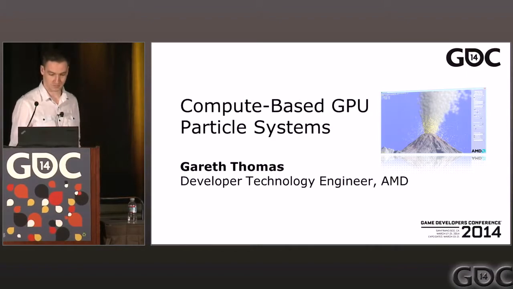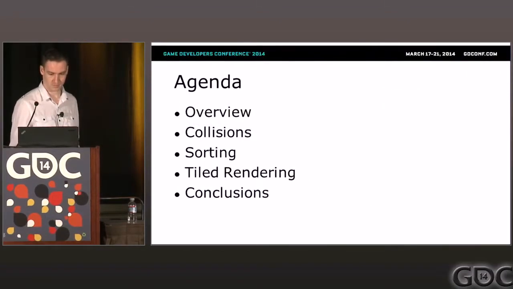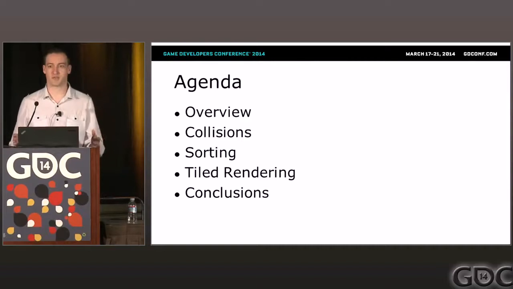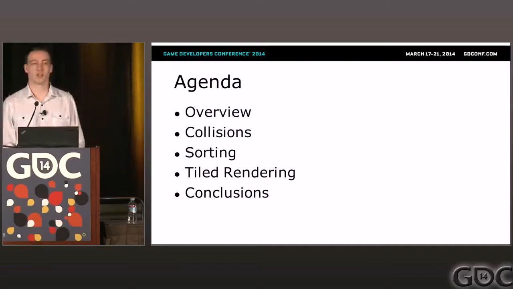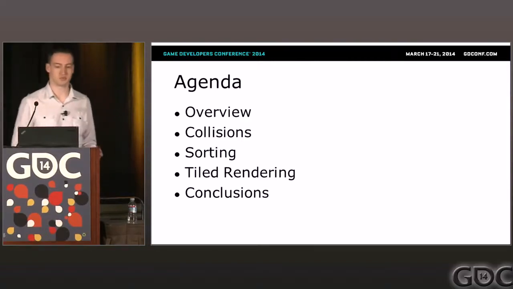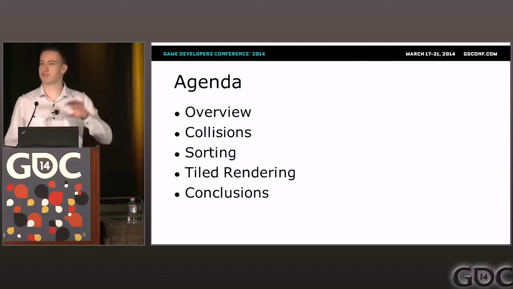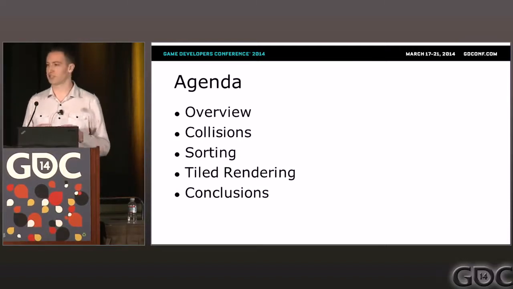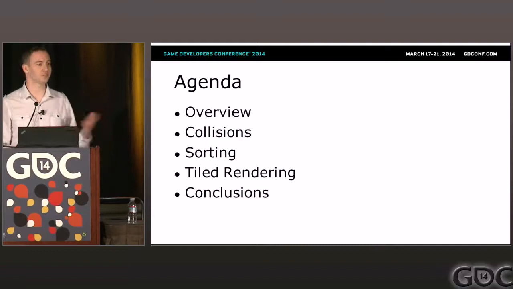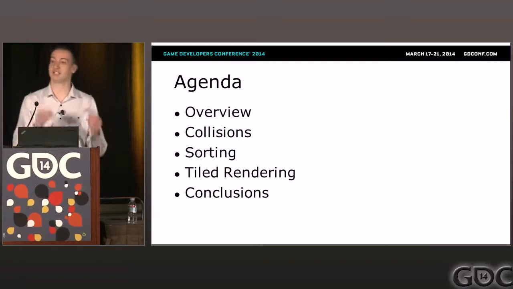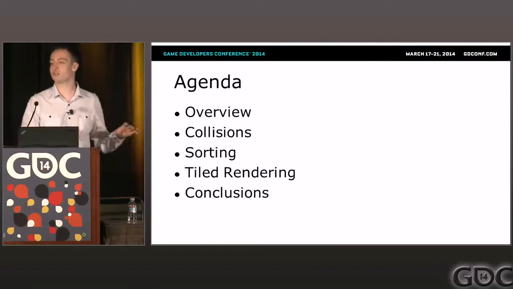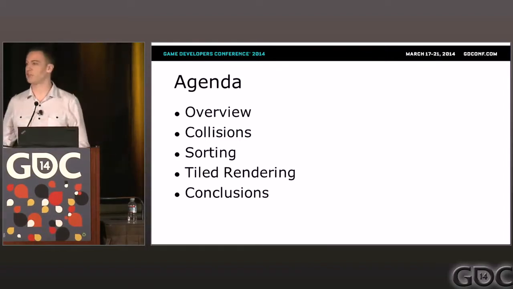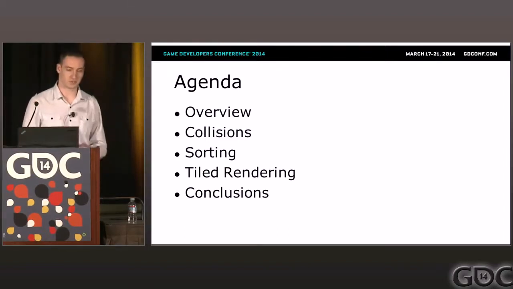So the plan is I'm going to give a quick overview of how to build your GPU particle systems. And I'm going to go into a bit more detail about some of the things which don't port so naturally from your CPU to your GPU, so things like the collisions and the sorting. And then I'll try and save the last half of the talk to talk about this idea about tiled, so something a bit different to the normal rasterization of particles.